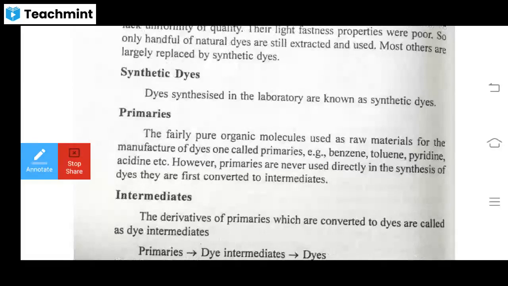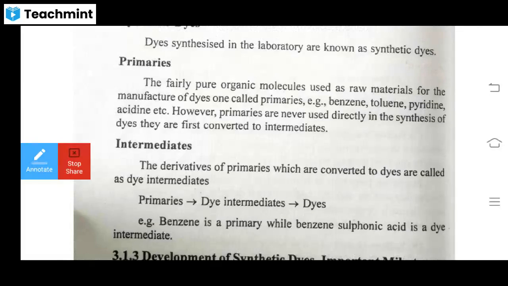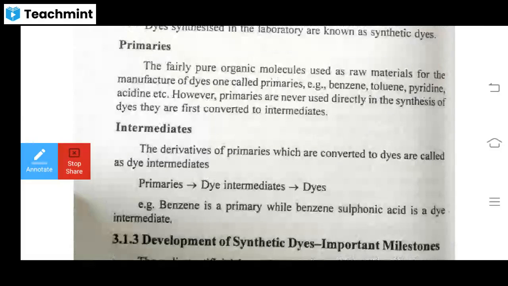Next is synthetic dyes. In the synthetic dyes, it is purely organic molecules. Okay, and organic raw material is used for the manufacturing of the synthetic dyes. Example: benzene, toluene, pyridine, acetylene. Okay, it is used. However, the primaries are never used directly in the synthesis of dyes, and they are first converted into intermediates.